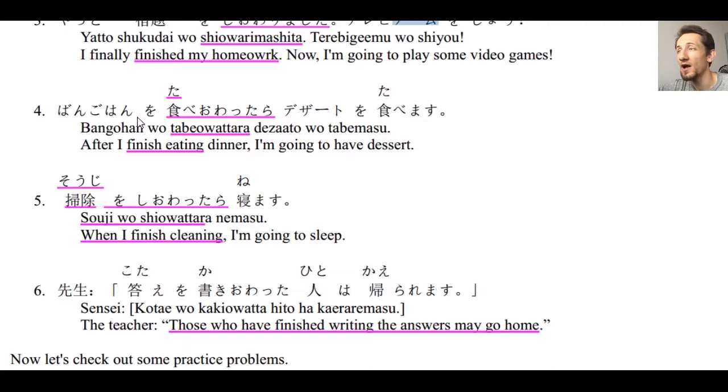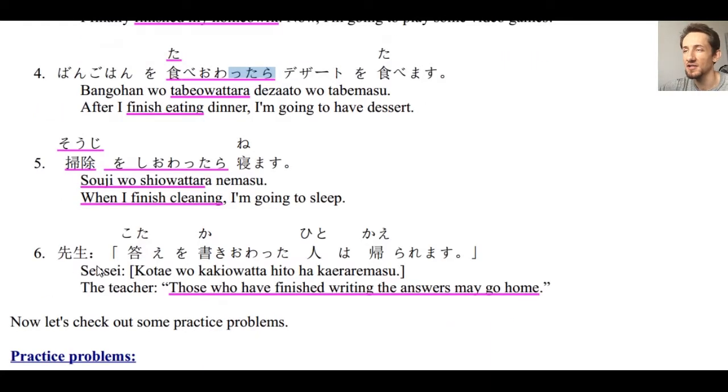Number 4, 晩ご飯を食べ終わったらデザートを食べます。So after I finish eating dinner, 食べ終わったら, I'm going to have デザート, dessert. Again, here we have the conditional of 食べ終わる. Number 5, 掃除をし終わったら寝ます。So when I finish cleaning, I'm going to sleep. 寝ます。And the last one, number 6, so we have the sensei says 答えを書き終わった人は帰られます。So those who have finished writing their answers, the answers, may go home.